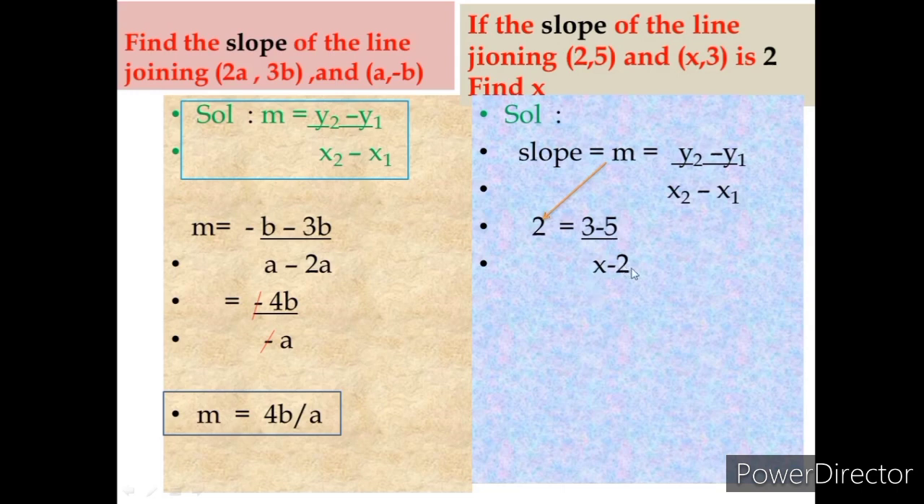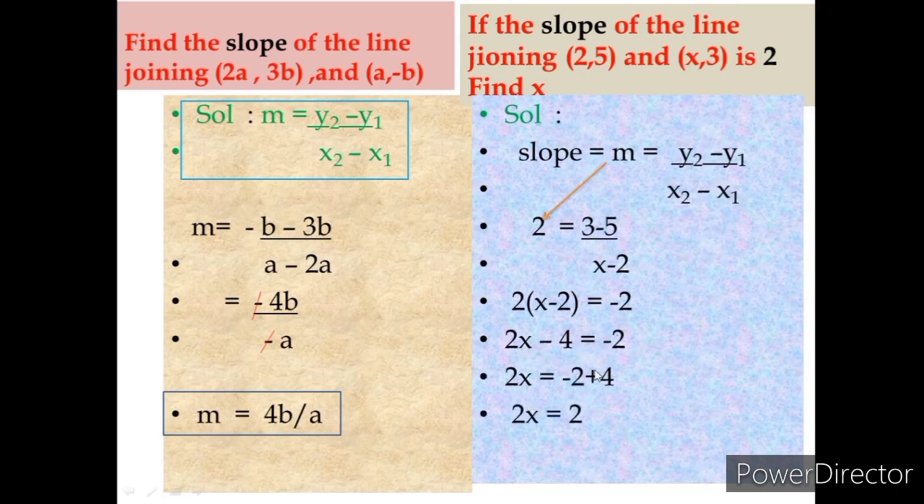Thereafter you have to transpose this x minus 2 to the LHS. Therefore 2 times (x minus 2) is equal to 3 minus 5, which becomes minus 2. Thereafter you have to open the bracket. You multiply this x and this minus 2 with this 2. The step will be 2x minus 4 is equal to minus 2. Thereafter you have to find the value of x only. Therefore you transpose minus 4 to the RHS. And what happens?